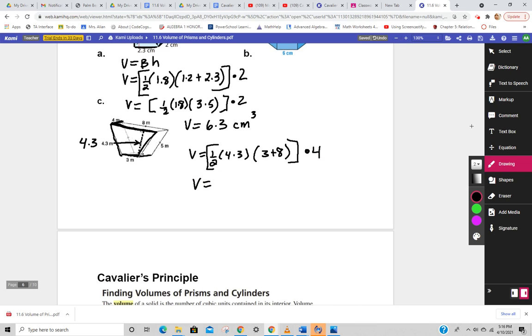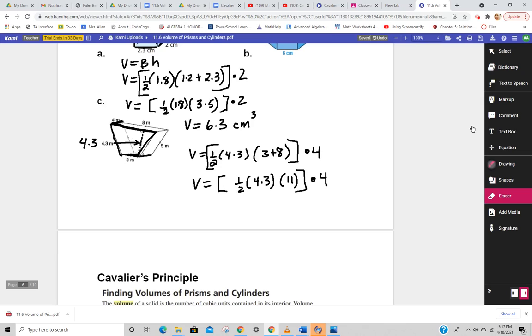So now I have to just simplify what I have. 1/2, 4.3 times 11 times 4. So I'm going to multiply everything out. 4 times 11 times 4.3 equals, and I'm going to divide by 2. So the volume is equal to 94.6 meters cubed.